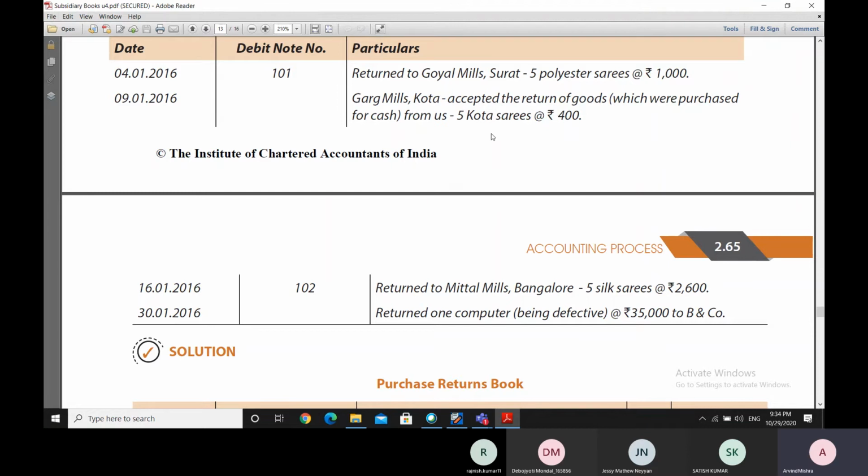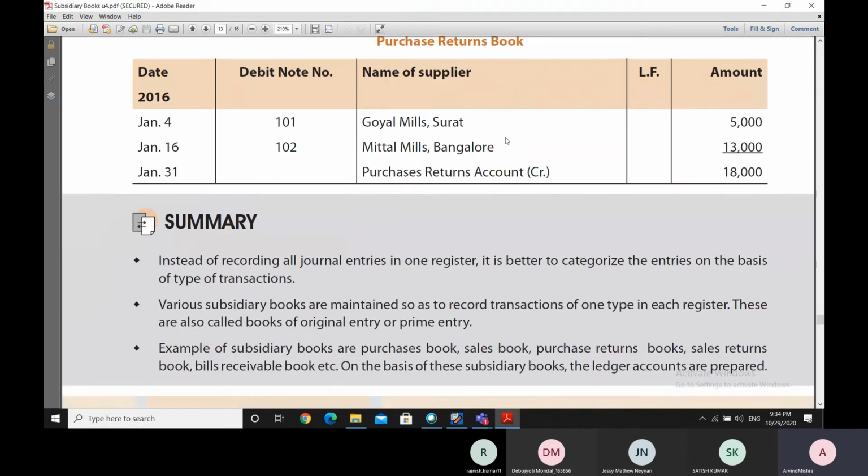Now, since this return is of goods which are purchased for cash, not credit, therefore this 9th January transaction will not be entered in the purchase return book, because the purchase return book will only carry credit transactions and not cash transactions. So because this 9th January transaction is a cash transaction, that would not be entered into the purchase return book.